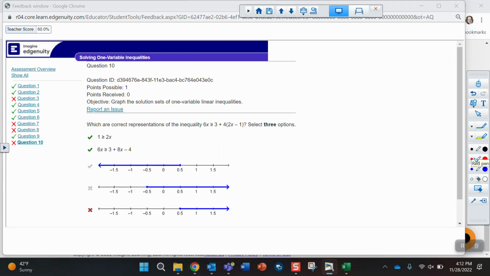The last question says, which are correct representations of the inequality? Okay, so it looks like there's a whole lot going on here. I'm going to go ahead and simplify a little bit. 3 plus 8x minus 4. So that is this one. It looks like combining those like terms, that's negative 1 plus 8x.